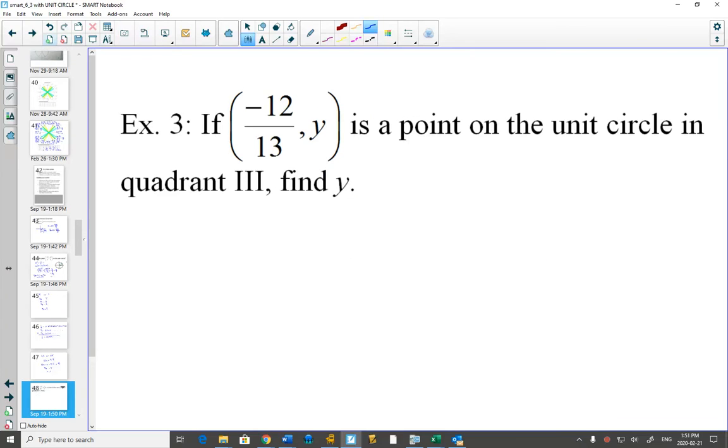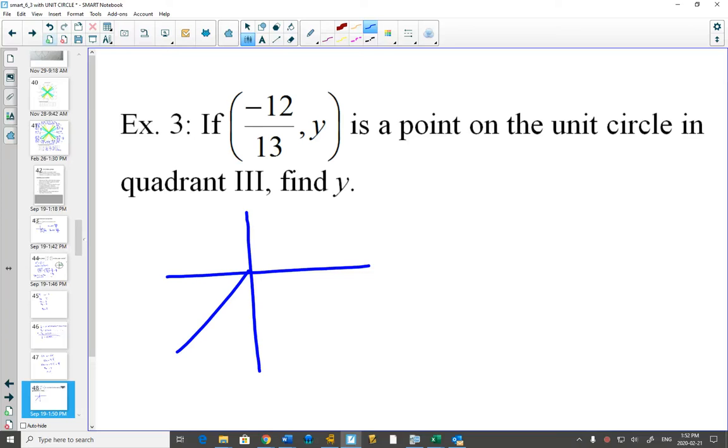All right, so that's off topic number one. I have like two off topic things for today, I'm sorry. Okay, next one. If negative 12 over 13, y is a point on the unit circle and it's in quadrant 3, can you find y? Well, we know it's in quadrant 3, so I can draw an angle in quadrant 3, point on the unit circle in quadrant 3, and we can use another of our big ideas.